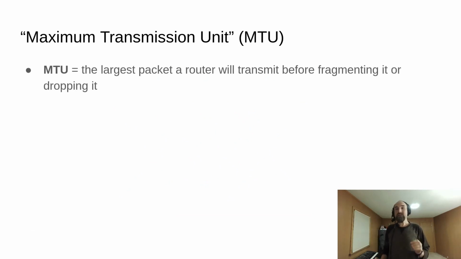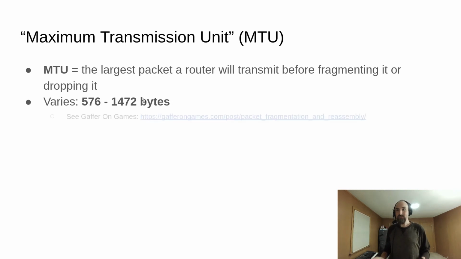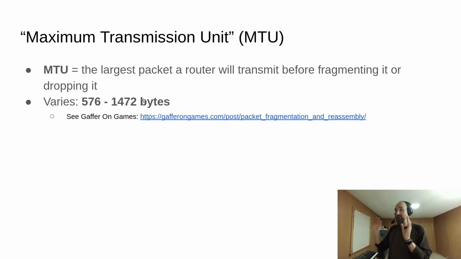This brings us to the maximum transmission unit, or MTU, which is the largest packet a router will transmit before fragmenting it into multiple packets or simply discarding it. The MTU varies from router to router, from computer to computer, but it is some value between 576 bytes and 1,472 bytes. There's a great article about this on Gaffer on Games.